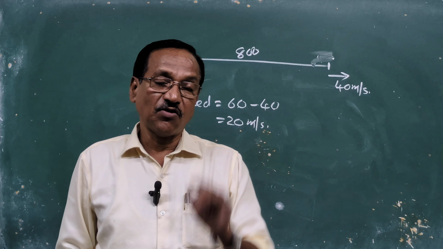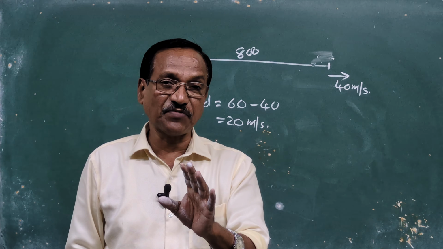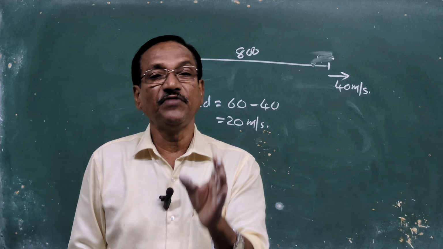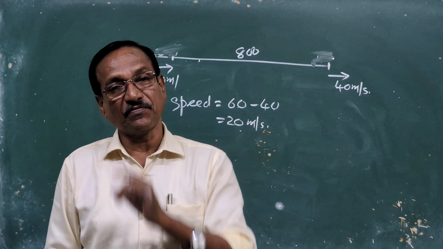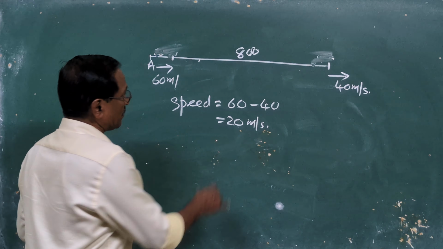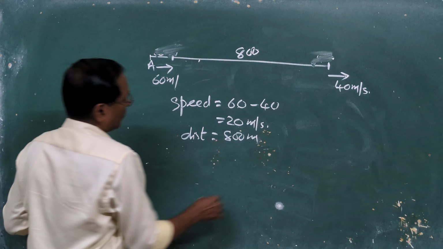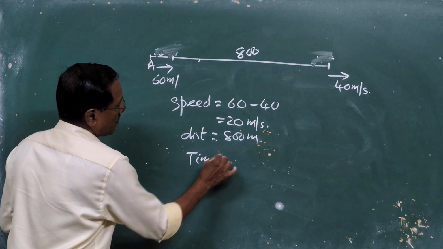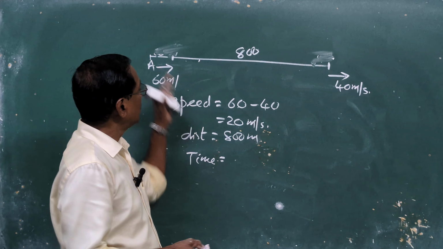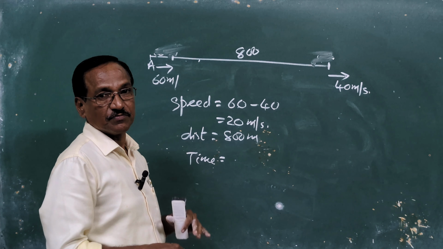So our rule is, whenever two bodies move in opposite directions, take the speed of the question as the sum of the speeds, and whenever two bodies move in the same direction, take the speed of the question as the difference of the speeds. Now the speed is 20 meters per second, and the distance is 800 meters. We have to find the time: after what time will the faster one overtake the slower one?